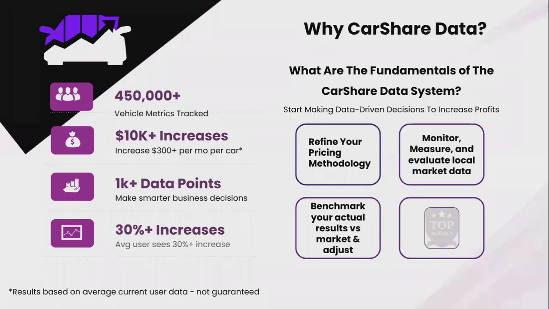Now, these are averages. This isn't a guaranteed number, but I can tell you on average, you're looking at $300 or 30% increases across the board. I'm going to show you a couple examples of how that looks.